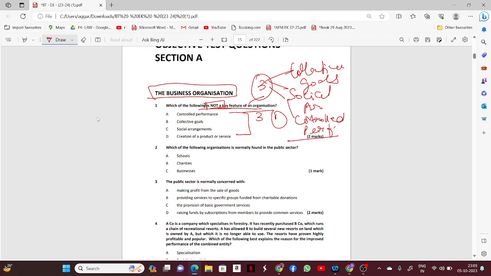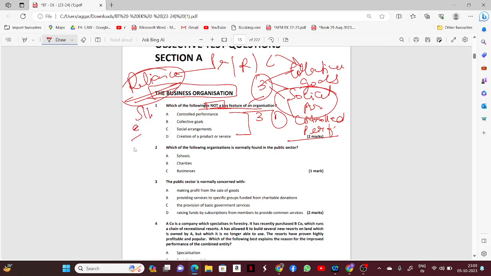For example, if we take Reliance, that is a company which is an organization, right? Obviously they have collective goals: they have to earn this much profit, clock this much revenue, and incur only this much cost. And they are a social arrangement because there are many people working there: shareholders, employees, workers, and other people engaged with Reliance. And of course they have controlled performance. The people working there are overlooked by somebody.